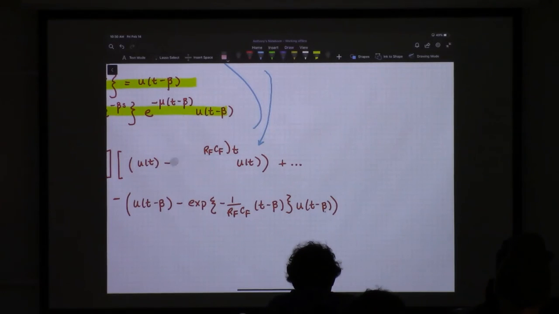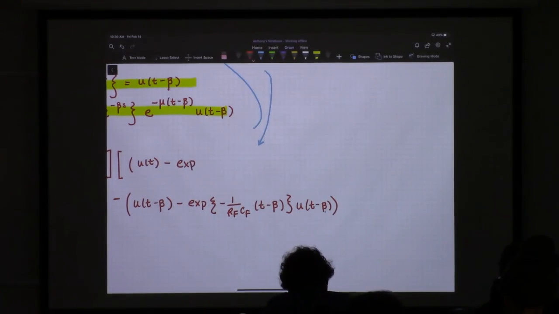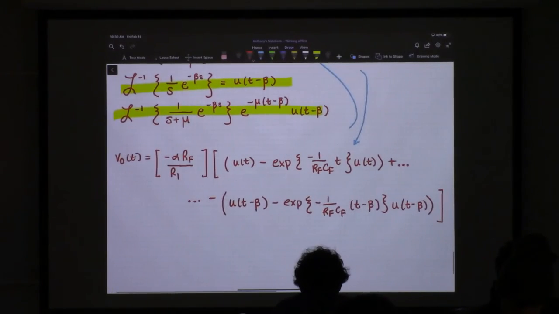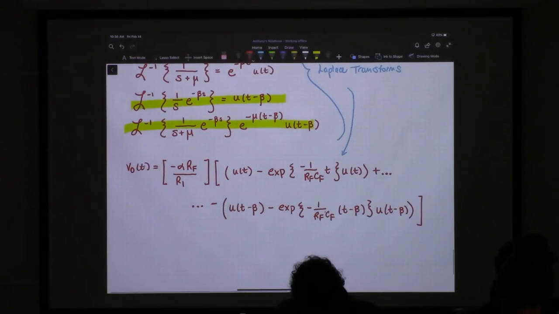And let me use that same form up here. exp negative 1 over RF CF t u of t. So that's it.